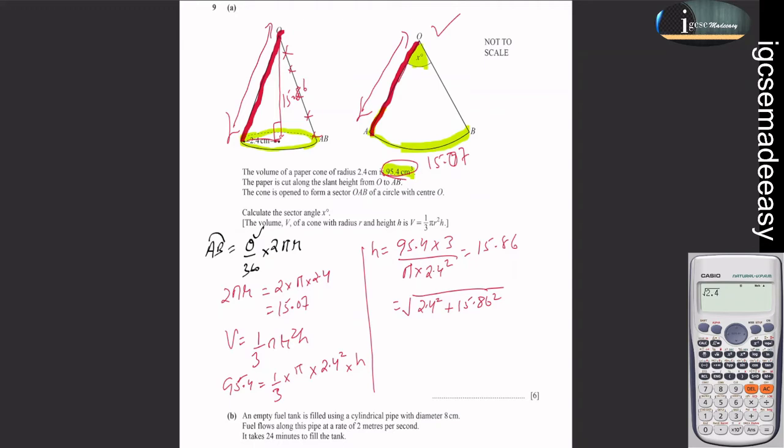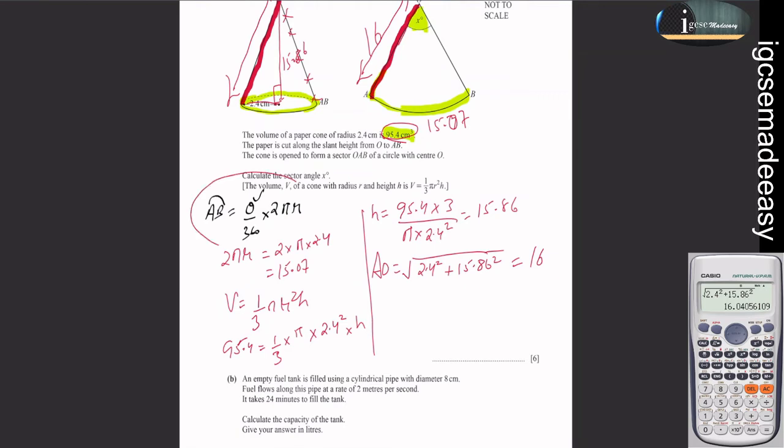2.4 square, I missed it, plus 15.86 square. Now we get the answer as 16.0. Yeah, that is actually the 16. We can take the AO length, right? That is equal to 16. This length is 16 now. So we got the radius, right?